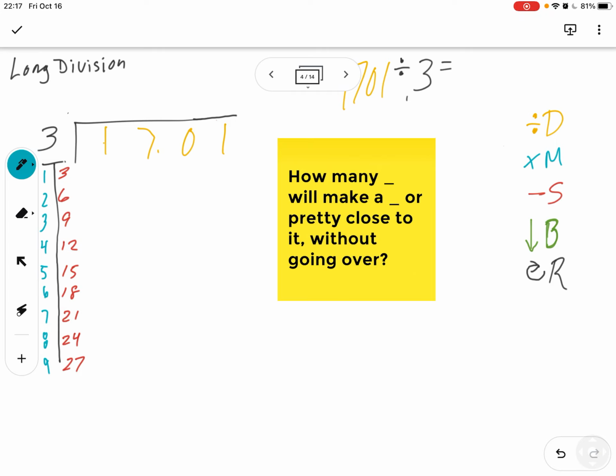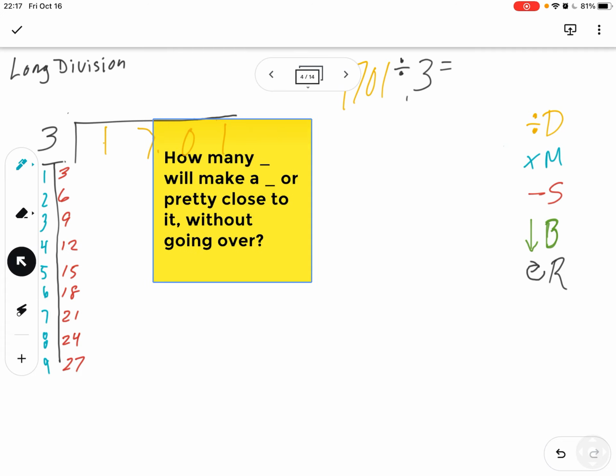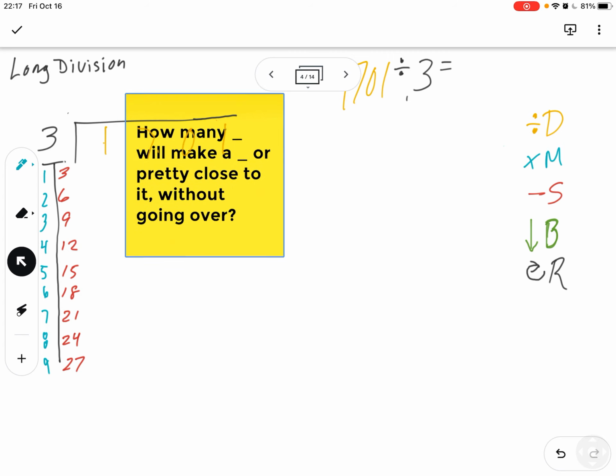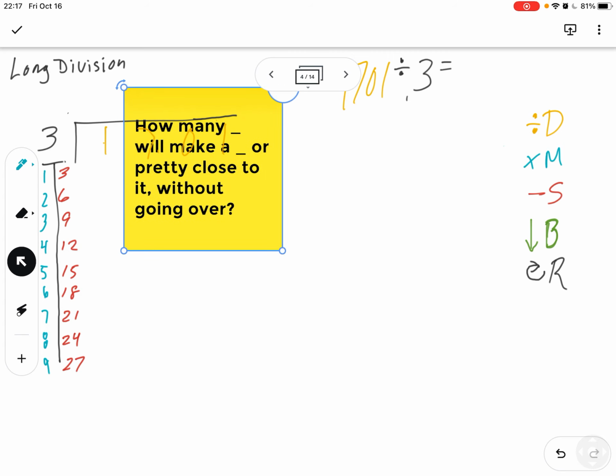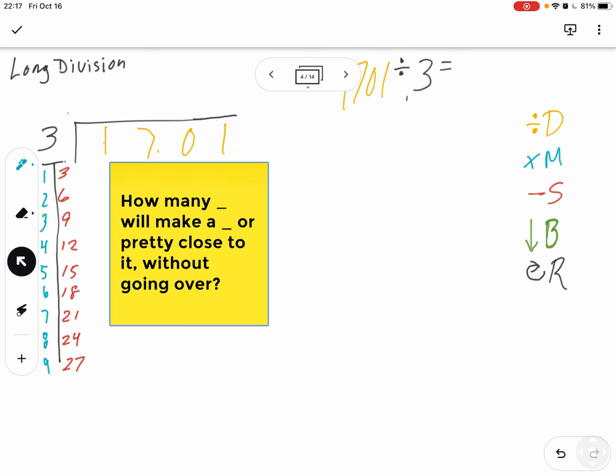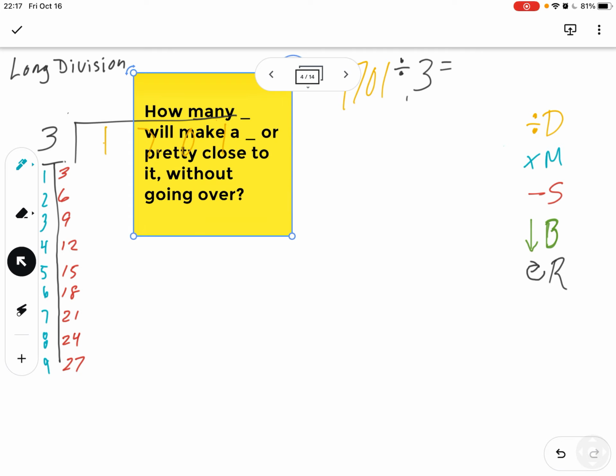Now, as we continue through this, we are first going to begin by placing our sticky note over our dividend to reveal one digit at a time. I'm going to divide using one digit at a time in order to make this easy for me. I'm not trying to divide 1,701 divided by 3 at one time. I'm going to take it one digit at a time.